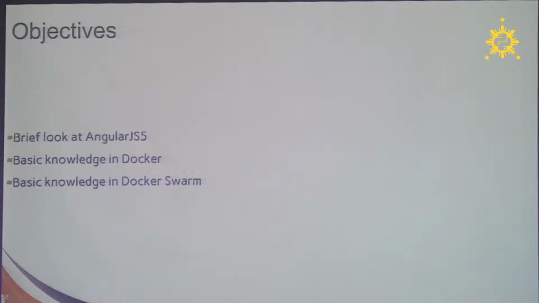So my objectives are a brief look at AngularJS 5, knowledge in Docker, and knowledge in Docker Swarm. I won't talk much about Django because Django is a popular web framework. Almost every Python developer knows it, and I assume almost everybody in this room knows Django. Django is a web framework for perfectionists with deadlines, batteries included. So I believe you guys are already familiar with that.